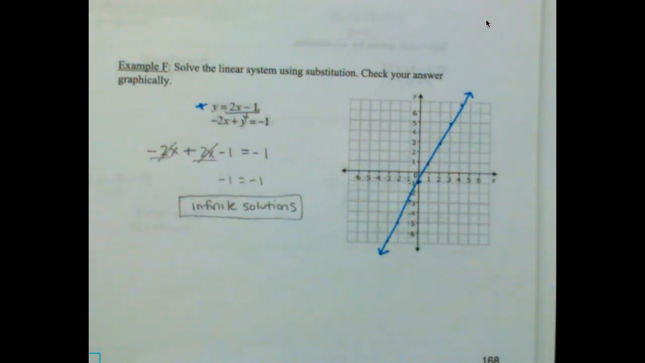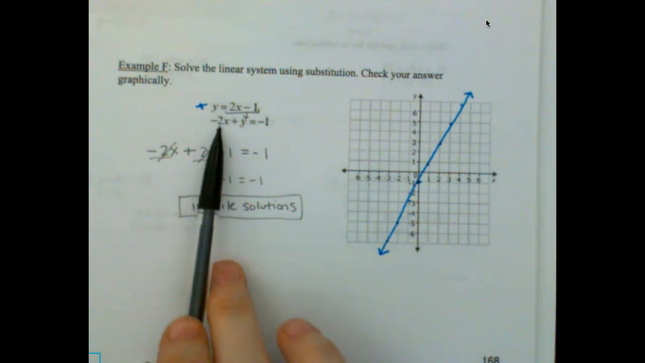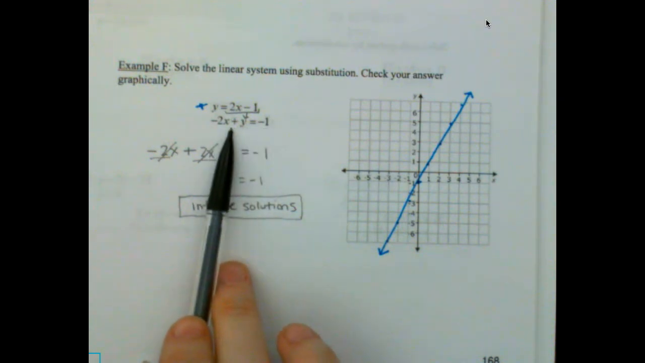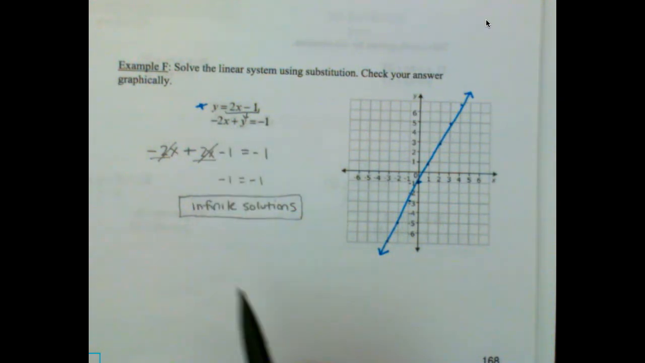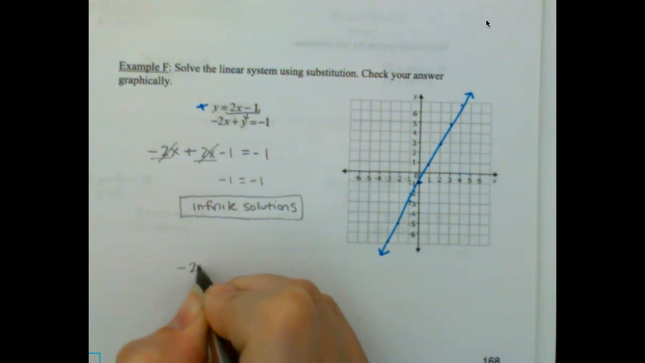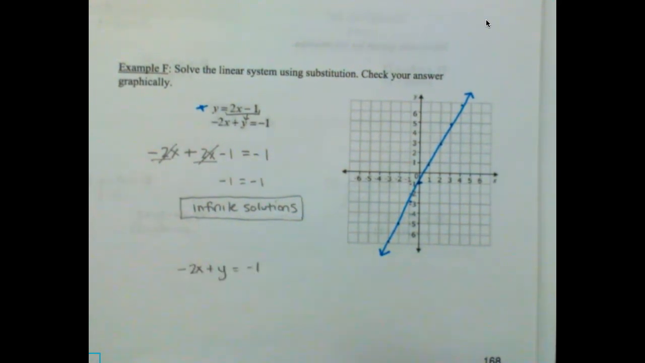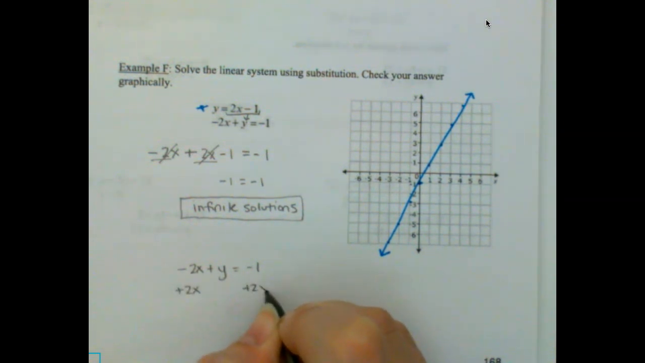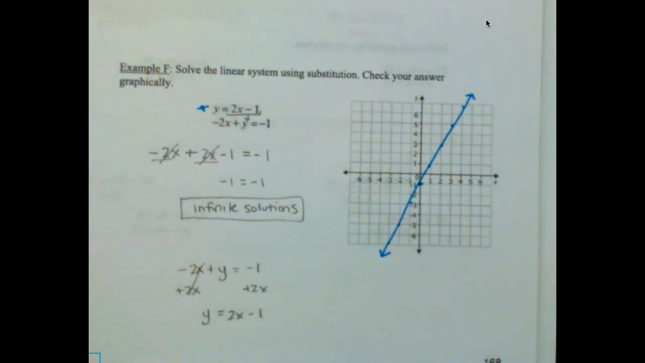Now my second line is trickier. The second line is not in y equals mx plus b form. I can't get my slope and my intercept right away. I'm going to rewrite it down here: negative 2x plus y equals negative 1. And I'm going to solve for y, like we did in that matching activity. I'm going to add the 2x over, and I get y equals 2x minus 1.